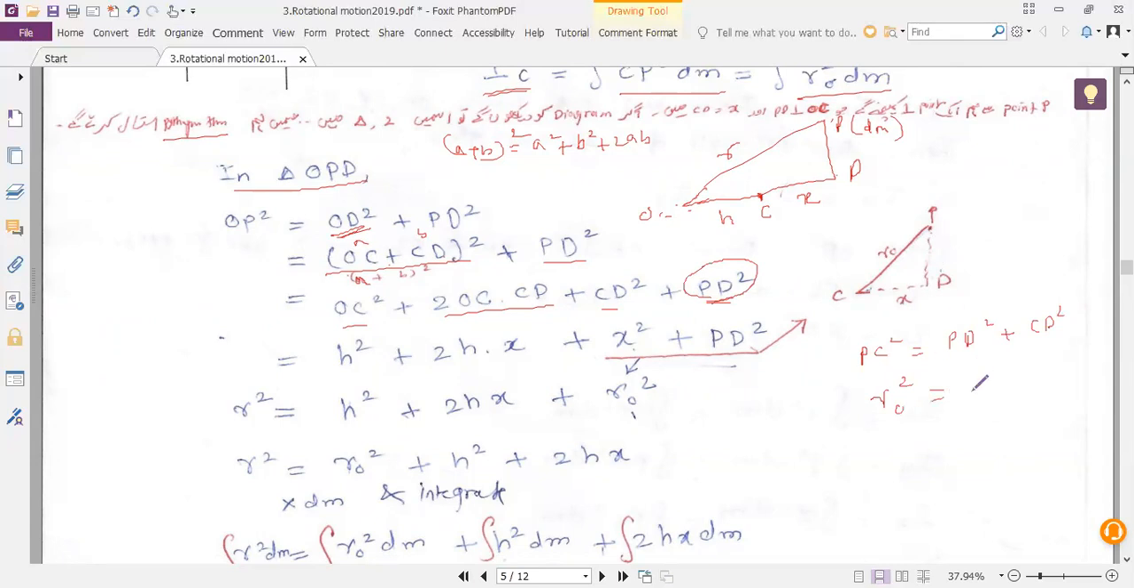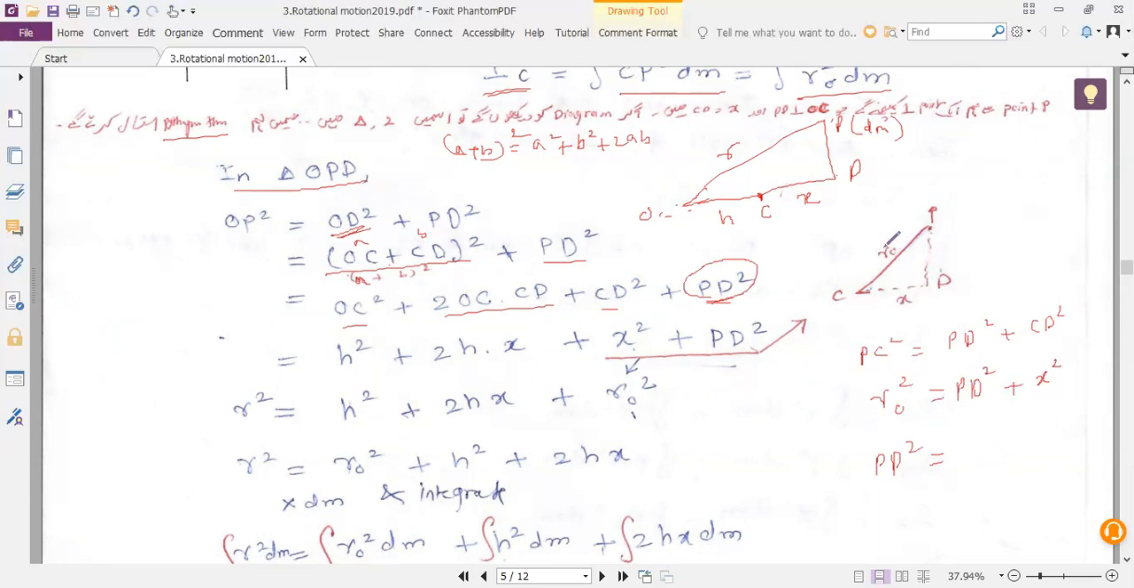Now what is the value of PC? It is R0 square. What is the value of PD? We don't know the value of PD square, so leave it. CD square value is X square. Understood? Take this X square to the left side. So we are getting the value of... I think I'm taking the wrong way because both values are in plus form. No, I'm taking the correct way.